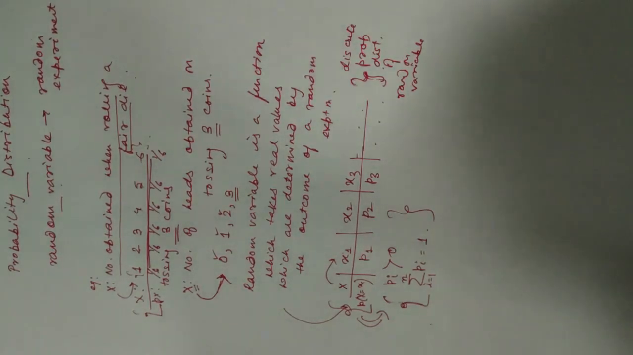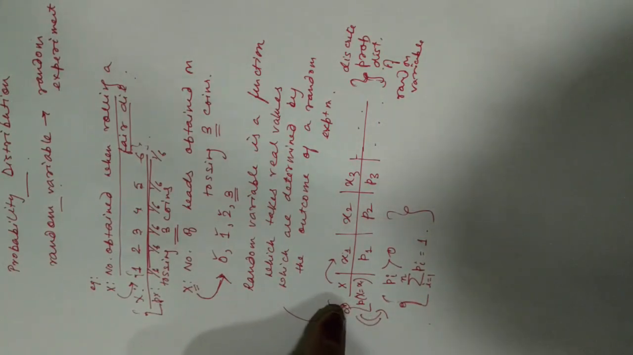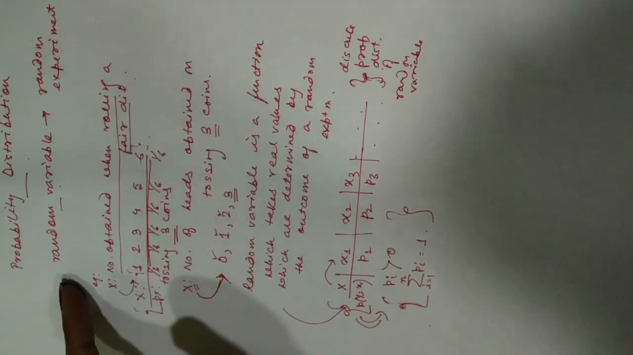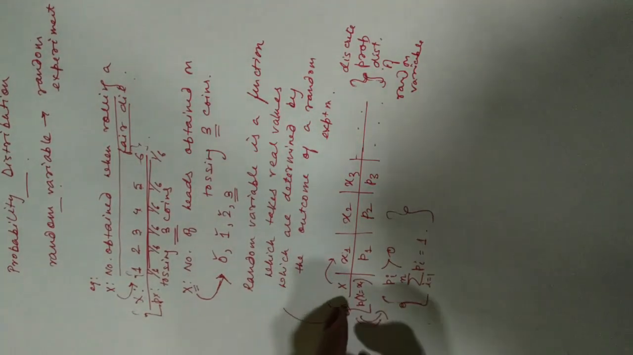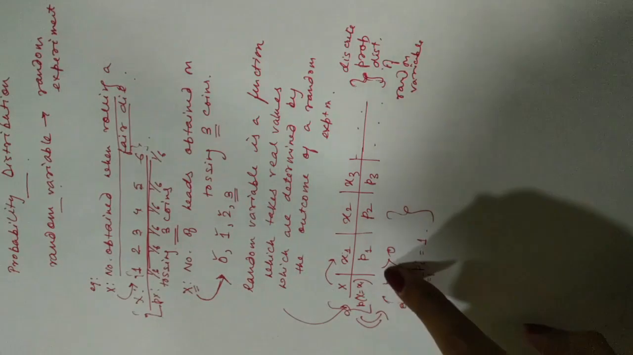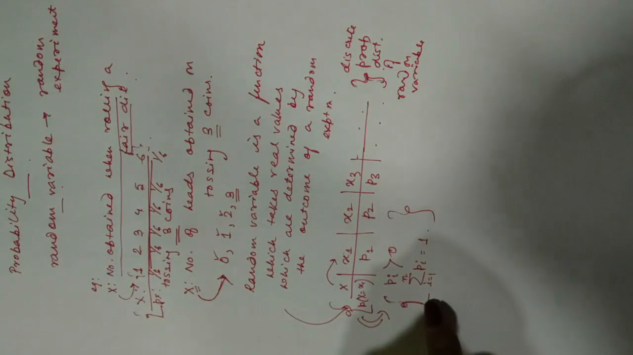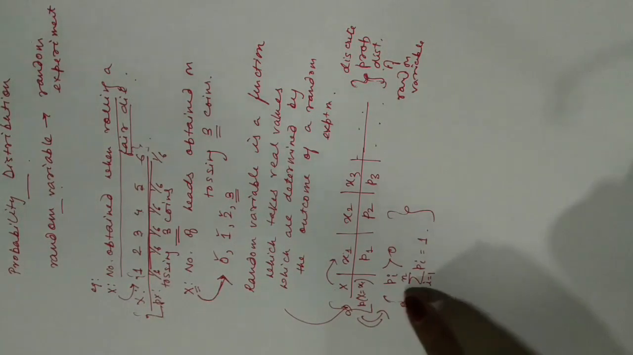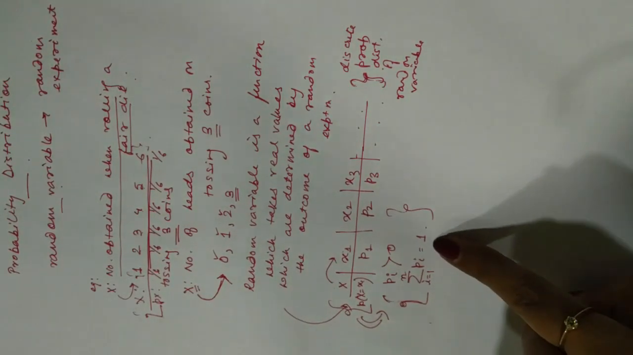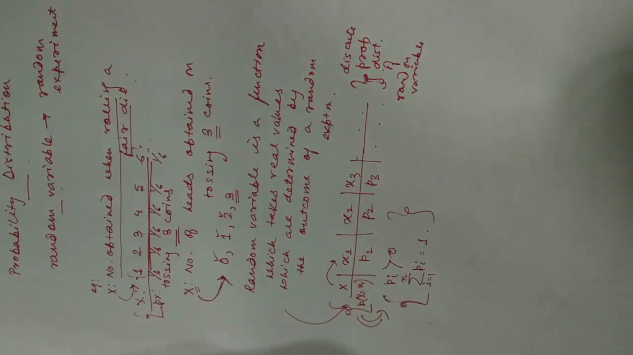So I would like to repeat once more so that the concept is clear. So for any random experiment, if we associate a random variable with it, and if we make this structure where we see the values the random variable can take and the associated probabilities of each value, following these two assumptions, that is, the probabilities will be greater than 0, and on adding up all the probabilities it is equal to 1, if these conditions are fulfilled, we call it a probability distribution, right?